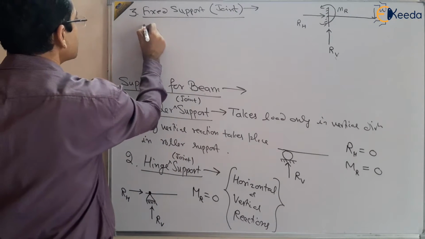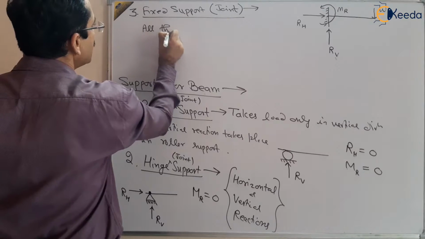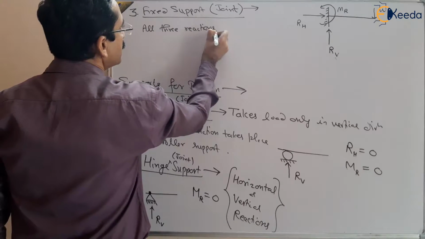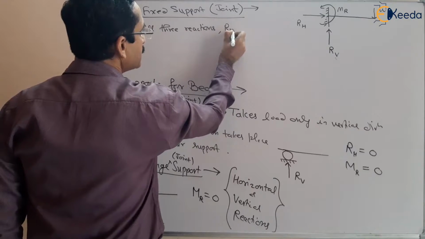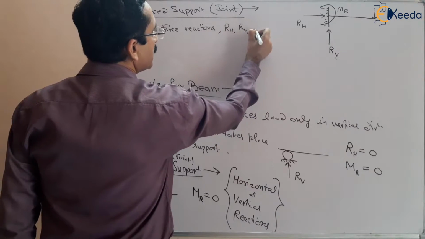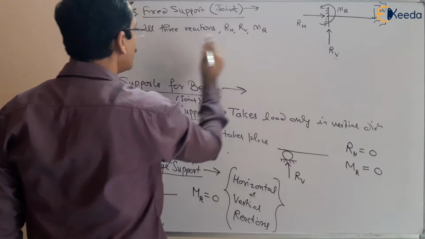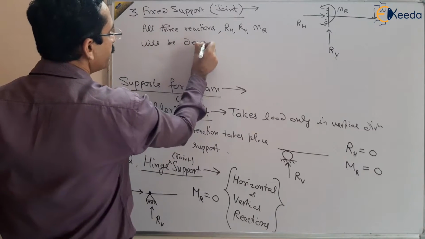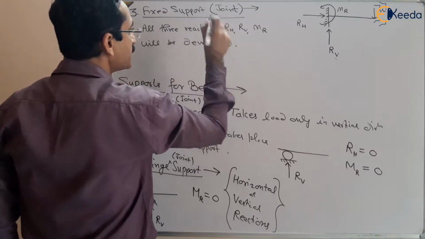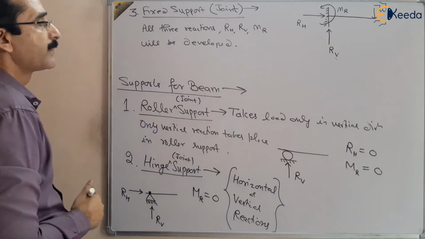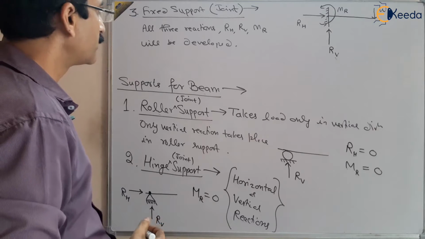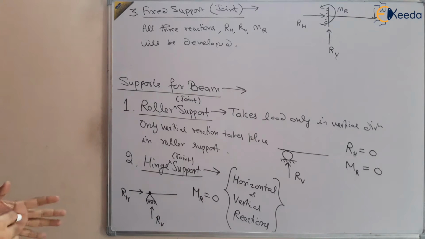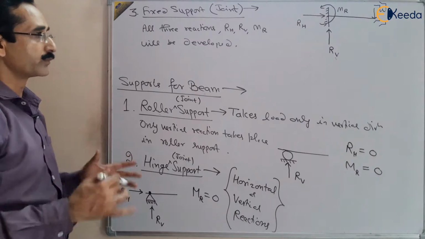So all three reactions, that is horizontal reaction, vertical reaction and resisting moment, will be developed in this beam. So this is called a fixed support or fixed joint. So these are the types of supports.